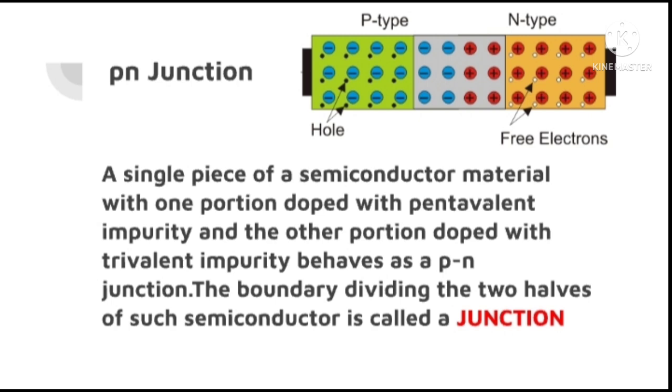Then this semiconductor is known as the PN junction because now one portion consists of the pentavalent impurity and another portion consists of a trivalent impurity. The boundary dividing the two halves of such a semiconductor is called the junction. In the figure we can see that the holes and the free electrons are joined together to form the junction in a single form, and that single piece of semiconductor is known as the PN junction.